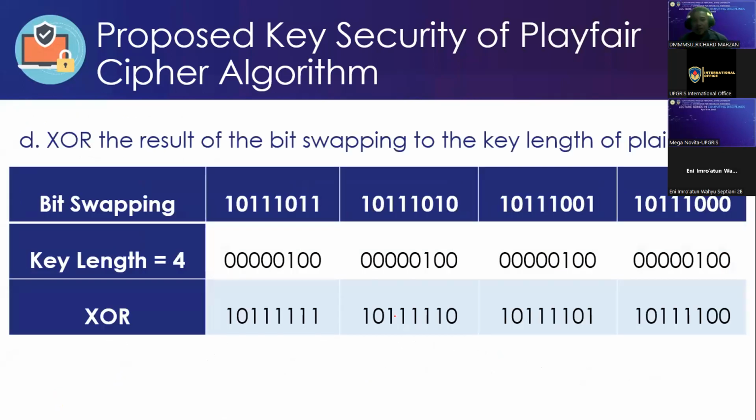After the swapping, we will now get again the key length. Why is the key length 4? Because our plain key is 4: A, B, C, and D. Then we converted that. Then after that, we XOR with that. So this is the result of this one. We already discussed the XOR in the slides.